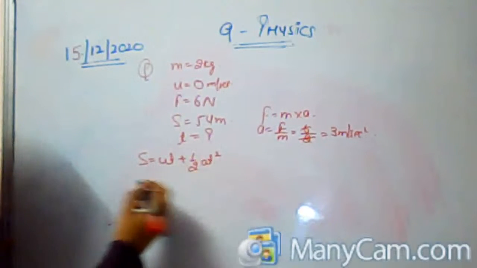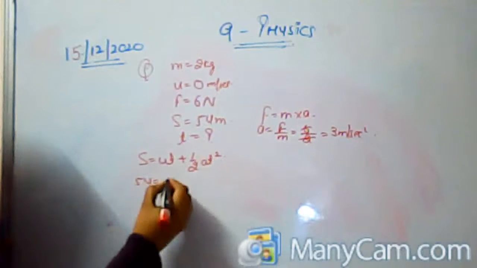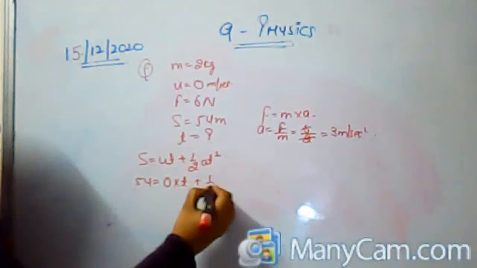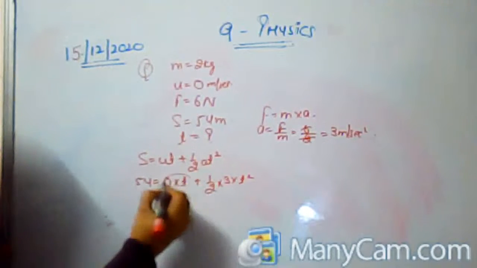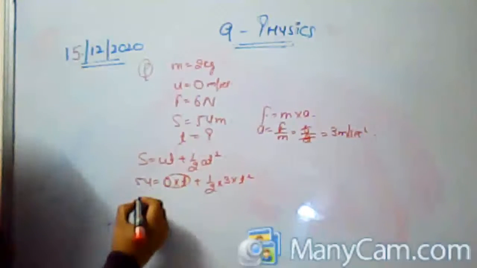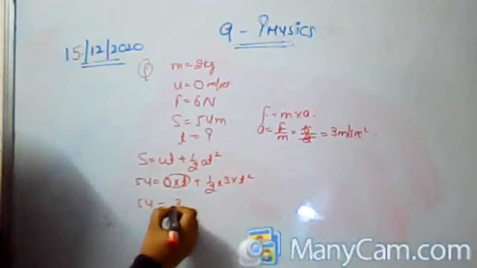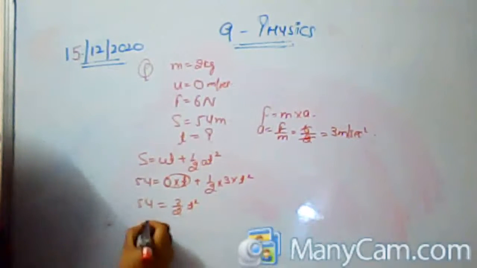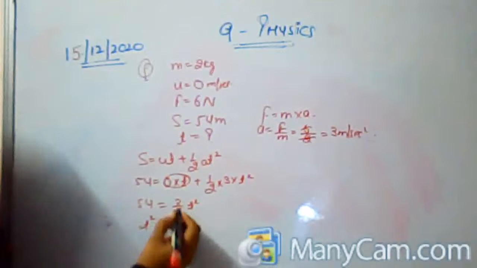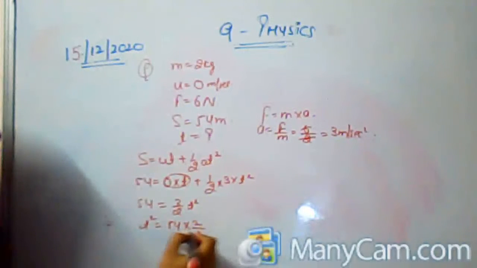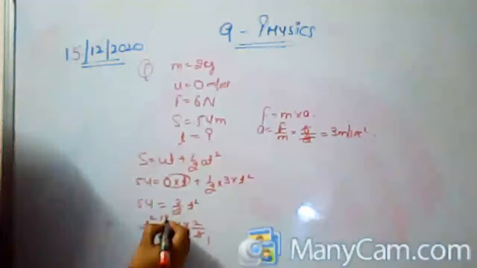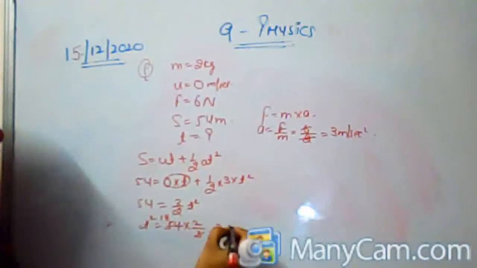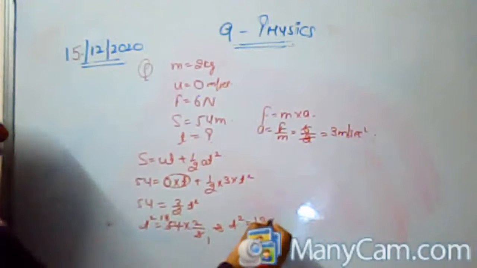Put this value. S is 54, u is 0 multiplied by t, plus half into 3 into t square. Now u into t is 0, so it becomes 0. So 54 is equal to 3 over 2 t square. Therefore t square is equal to 54 into 2 over 3. You are going to solve it. 3 ones are 3, 3 fives are 15... 3 eights are 24. So t square is equal to 18 into 2.